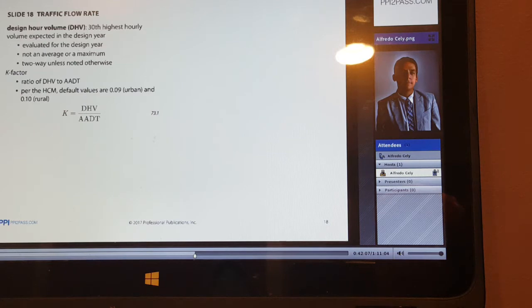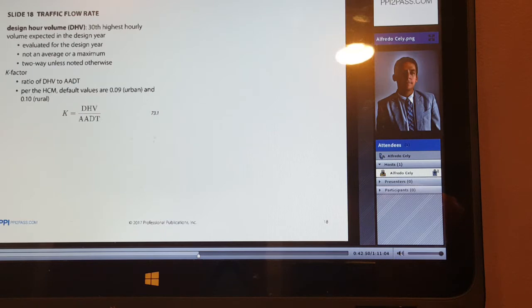And that takes us to the design hour volume. The design hour volume is the 30th highest hourly volume expected in the design year. So what we do is we design facilities and we evaluate them for the design year, and that design year may be in the future because we want to design the facility to operate up to 20 years from today. So design year may be 20 years in the future. The design hour volume is not an average and it's not a maximum. And the design hourly volume is two-way volume unless we're told otherwise.